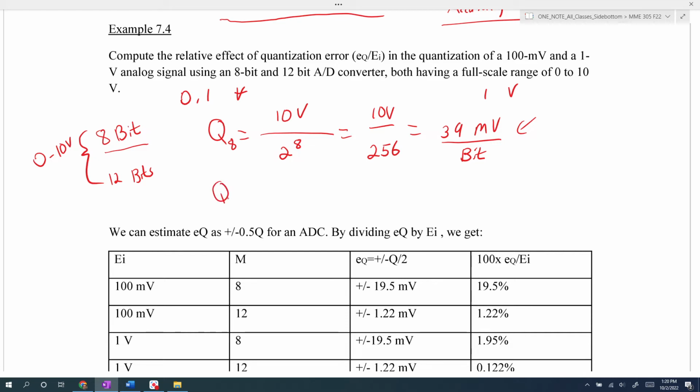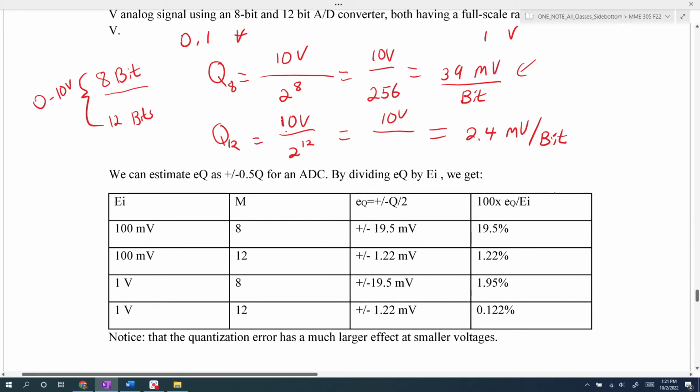For the 12-bit converter, same process, so it's the same range, 10 volts. Now it's 2 to the 12th power, so 10 volts divided by 16 times 256. Anyhow, the math ends up being equal to 2.4 millivolts per bit.